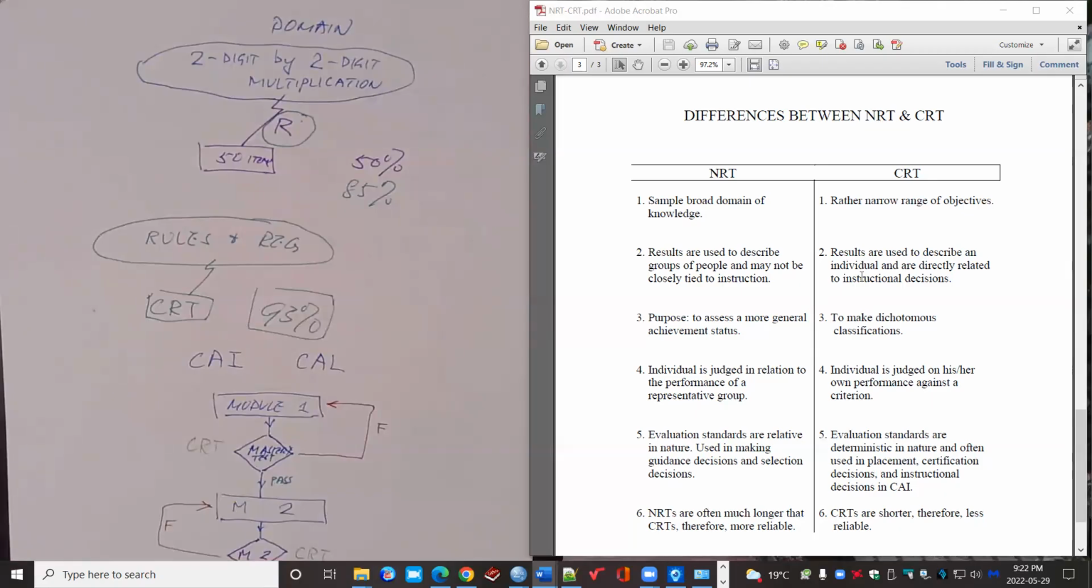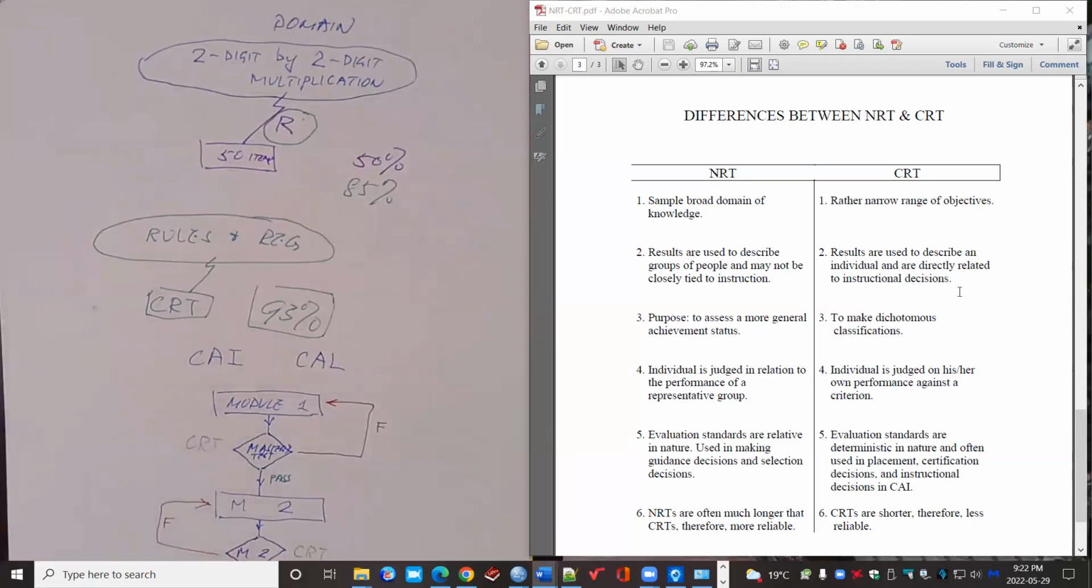The results of a CRT are used to describe an individual and are directly related to instructional decisions, whether you pass or fail. Let's say 93%, whether you have studied it enough. For NRT, the purpose is to assess a more general achievement status.